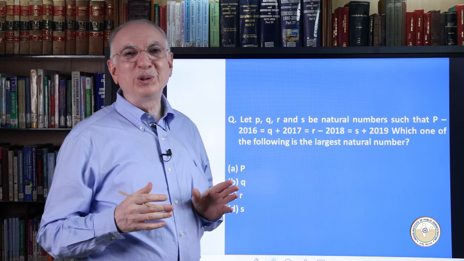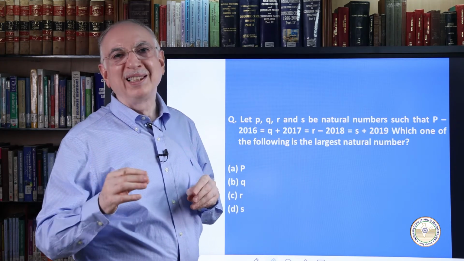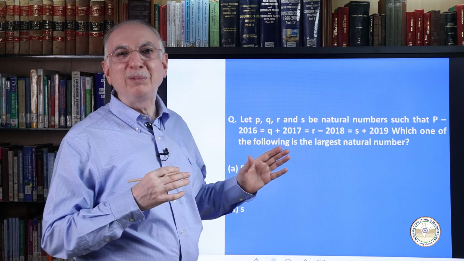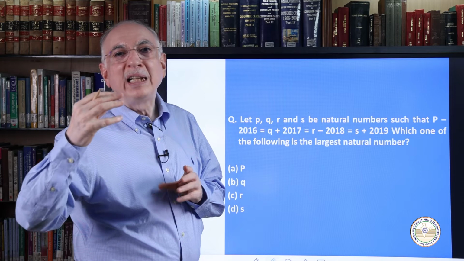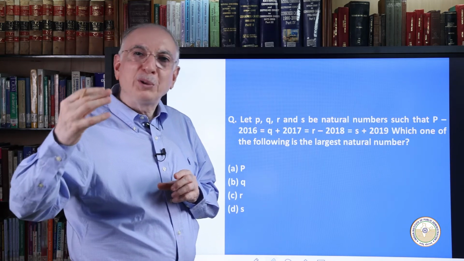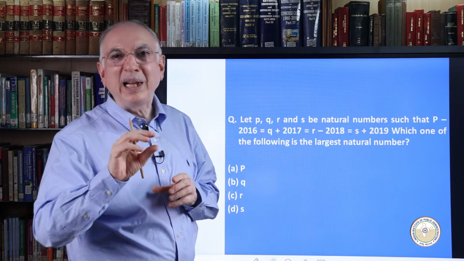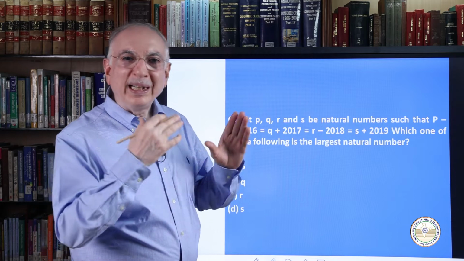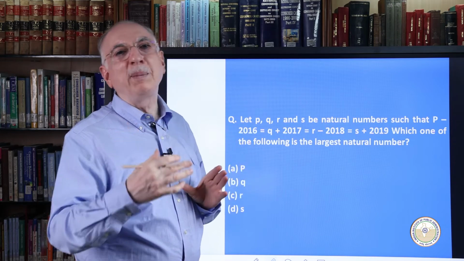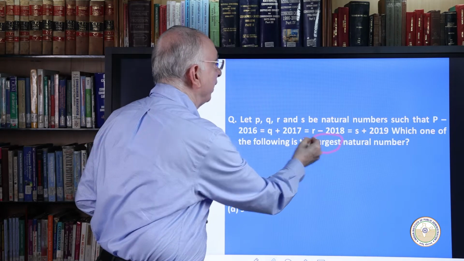In such type of question, we don't have to find out the actual value of this. Remember, what is the demand of the question? The demand of the question is to find which is the largest number. So we have to see the relationship, not necessarily the exact value. We can do that also, but that will be wasting our time, and therefore let us proceed as per the demand of the question. Now the demand of the question is which is the largest natural number in these.